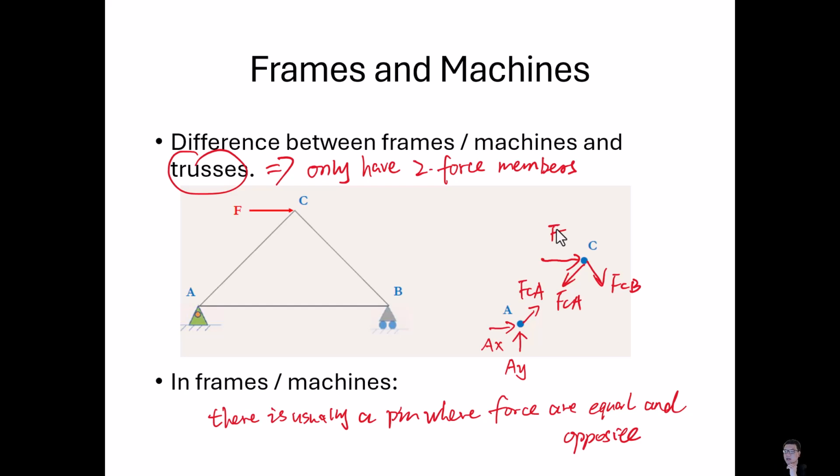For frames and machines, there is usually a pin where the forces are equal and opposite. This means in a frame or a machine, we usually have a pin to connect two sections, or even more pins to connect more sections into one frame or machine. We will see an example later.